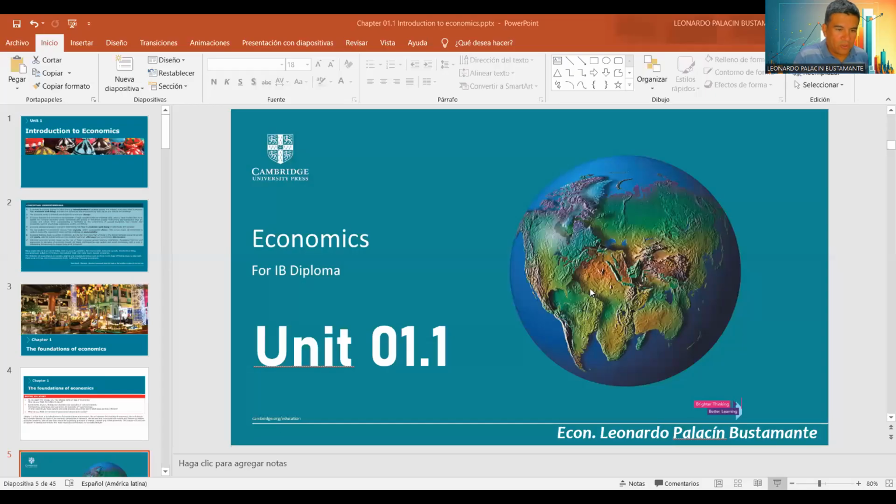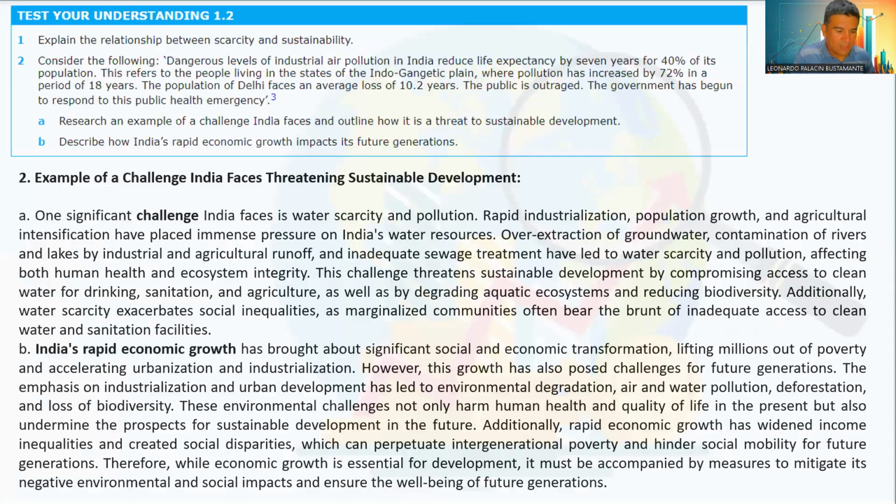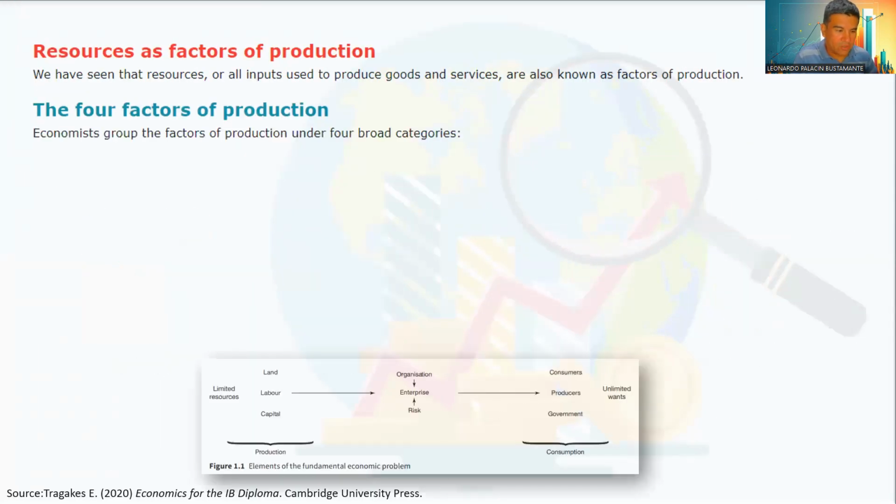All right, let's move on to resources as factors of production. We have 4 factors of production: land, labor, capital, and enterprise.